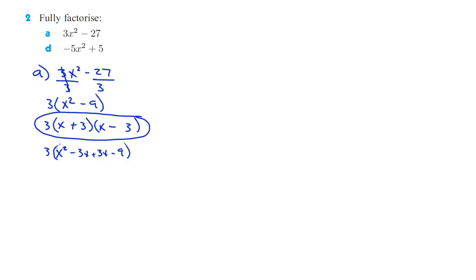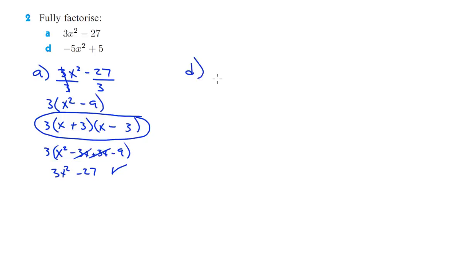And that whole thing times 3, right? So let's see, this negative 3x and positive 3x turn into 0. Distribute that 3 through and you get 3x squared, and then 3 times negative 9 is negative 27, and look, that's exactly what we started with. So we know that we factored that out correctly.